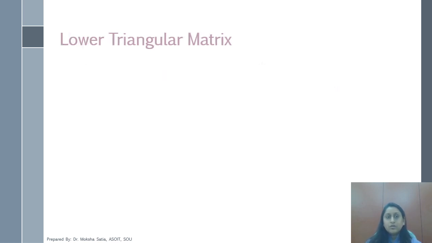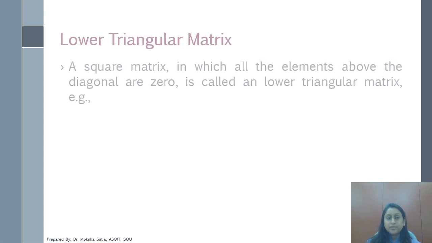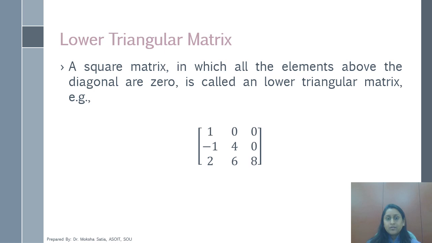In the same manner, a lower triangular matrix. A square matrix in which all elements above the diagonal are 0 is called a lower triangular matrix. For example, 1 0 0, minus 4 0 2, 6 and 8. Here diagonal entries are 1, 4 and 8. Now if we go up from the diagonal, we can see all the elements are 0, and that's why it is called a lower triangular matrix.